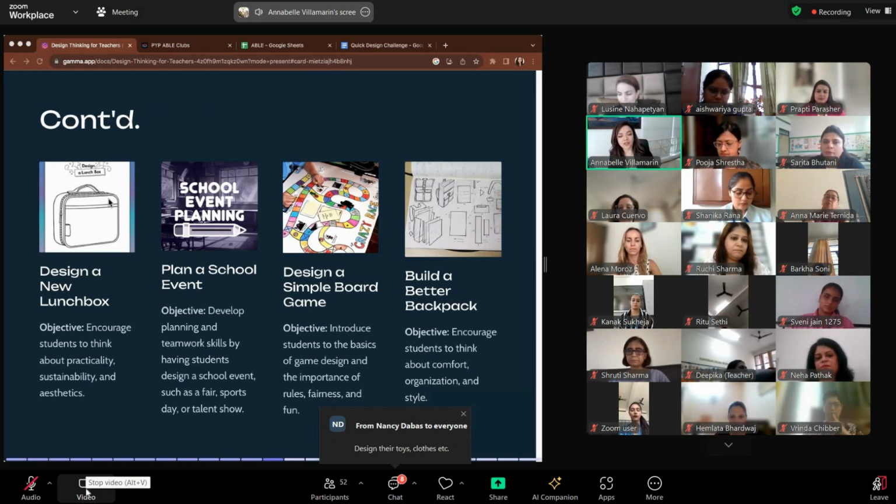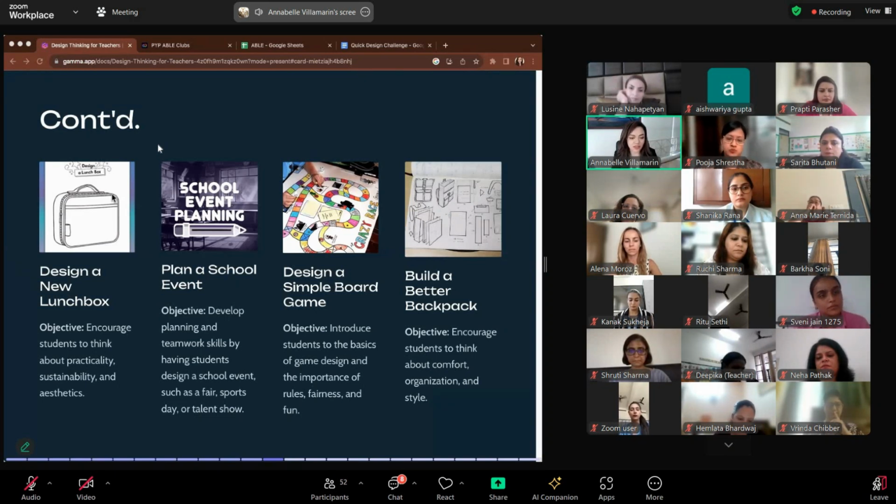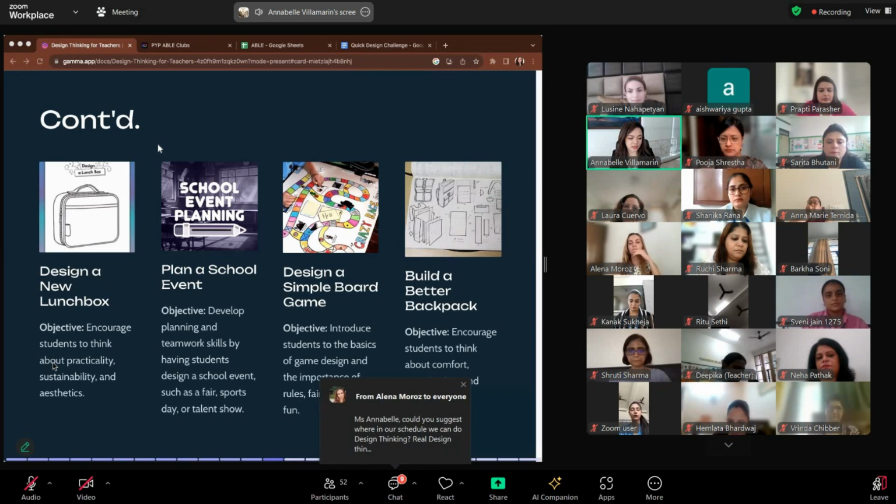Okay. The next one is design a simple board game if they are waiting for their sisters or siblings. We have got some kids who are staying back after school. They can just do a simple board game designed by the students. Of course, you also have another idea, which is build a better backpack. Design their toys and clothes. Students make using different materials. Yes.